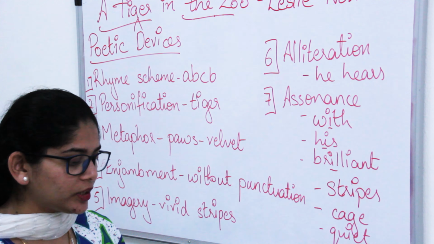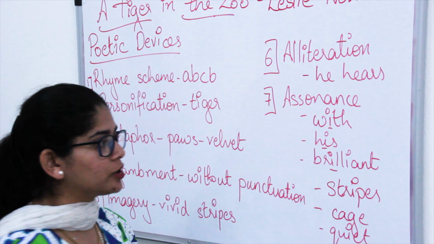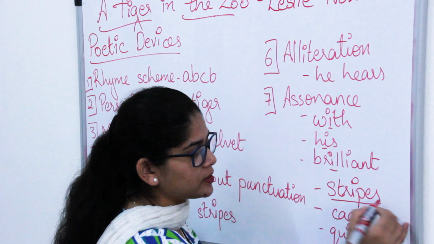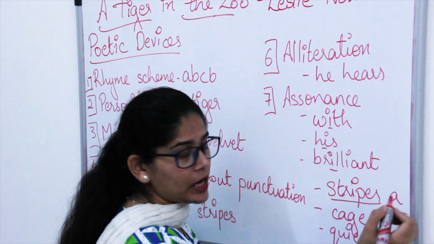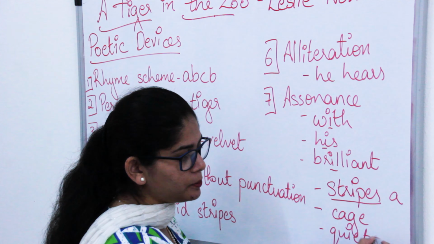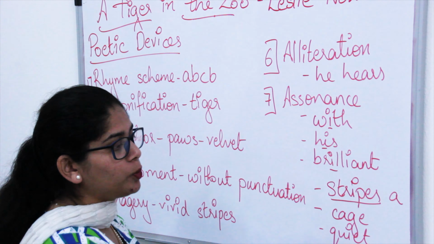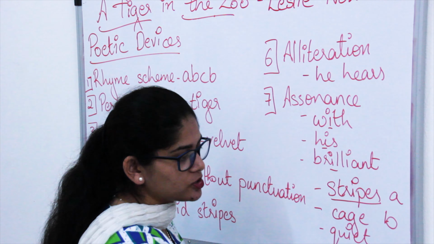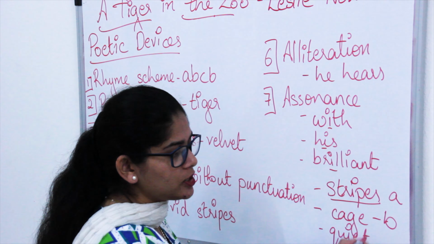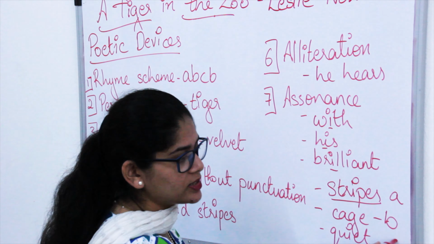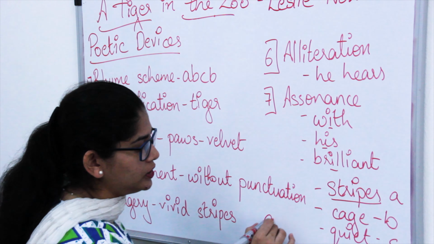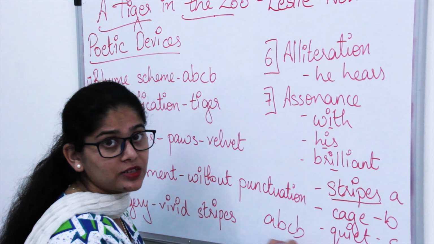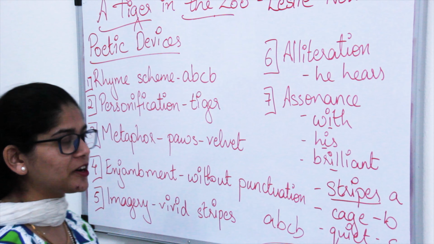Okay, if you look into this particular thing, you can find stripes. Nothing is matching, so written here A. Stripes cannot be matched with anything else. Now moving on to the next one, cage. Cage is matching with rage, so again a B for this. With quite, nothing is there, so it's C. So the rhyme scheme would be A, B, C, B. This is the rhyme scheme of the poem. Throughout you can find this.